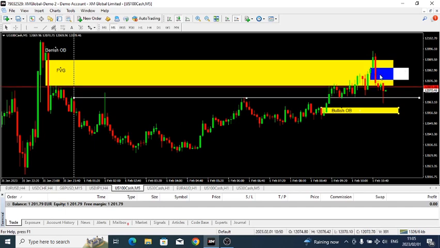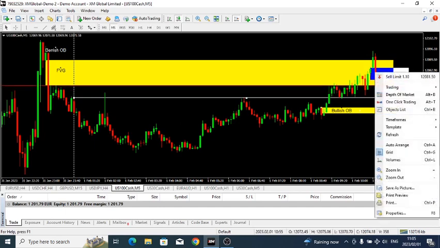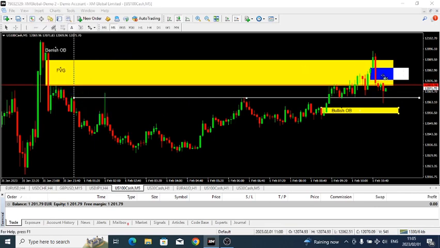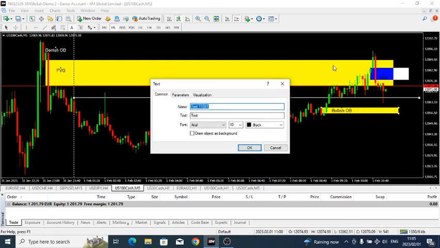Be mindful of this fair value gap before it goes down. Either way can happen, but I'm thinking it wants to go into the fair value gap.